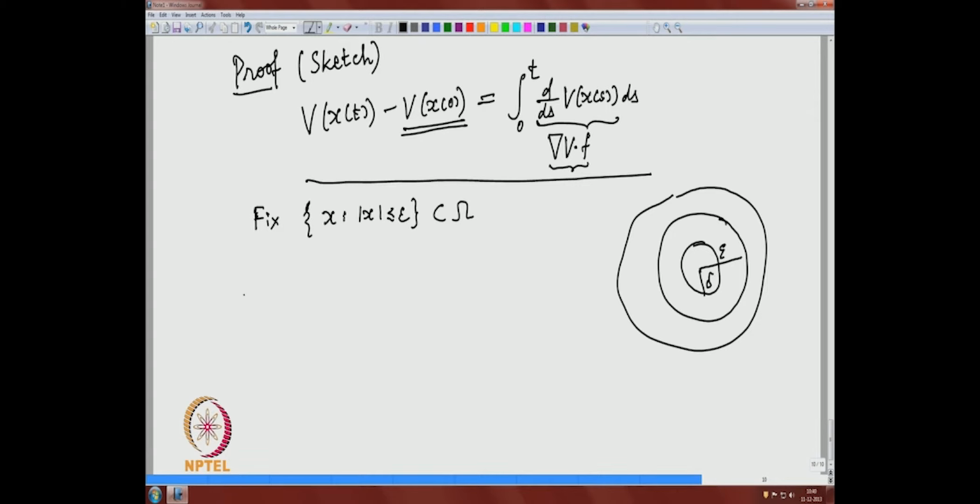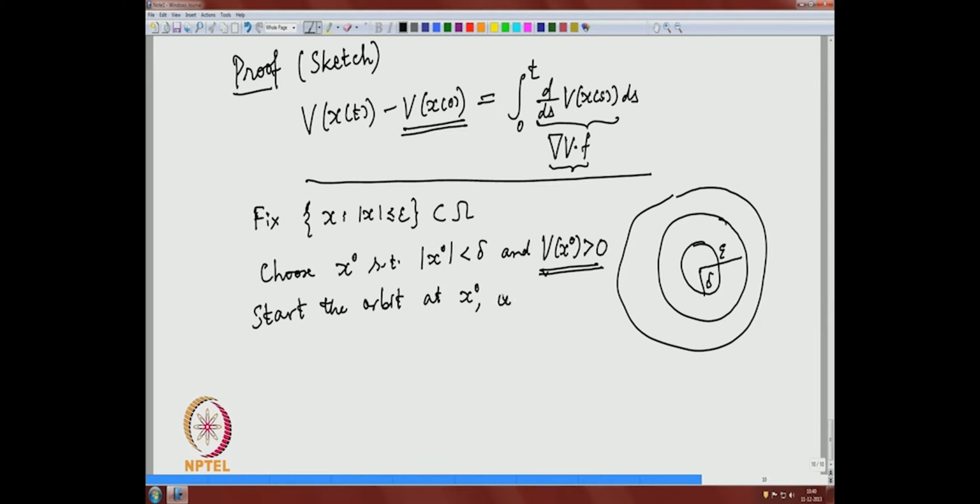So, by hypothesis, choose x 0 such that mod x 0 is less than delta and V of x 0 is positive, and this is possible by our assumption on V. Okay. So, in any neighborhood there is a point where V is positive. So, this is the condition 1. Okay. Start the orbit at x 0.